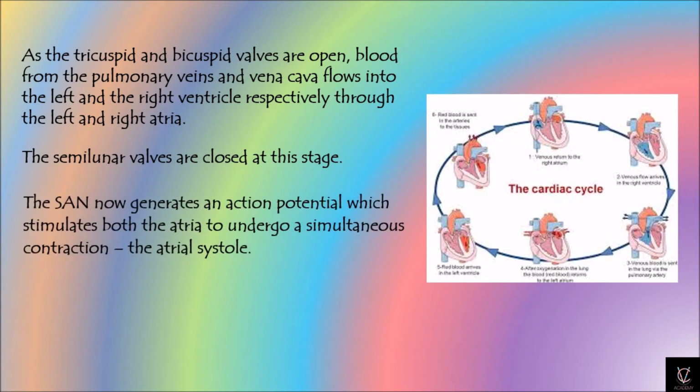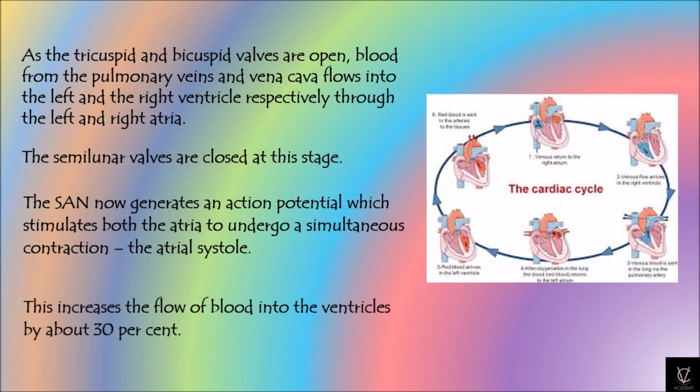The SAN now generates an action potential which stimulates both the atria to undergo a simultaneous contraction called the atrial systole. SAN is also called the pacemaker. So the sinoatrial node now generates an action potential which stimulates both the atria to undergo a simultaneous contraction called the atrial systole. This increases the blood flow into the ventricles by 30%. So the amount of blood increased into the ventricles by this atrial systole is 30%.